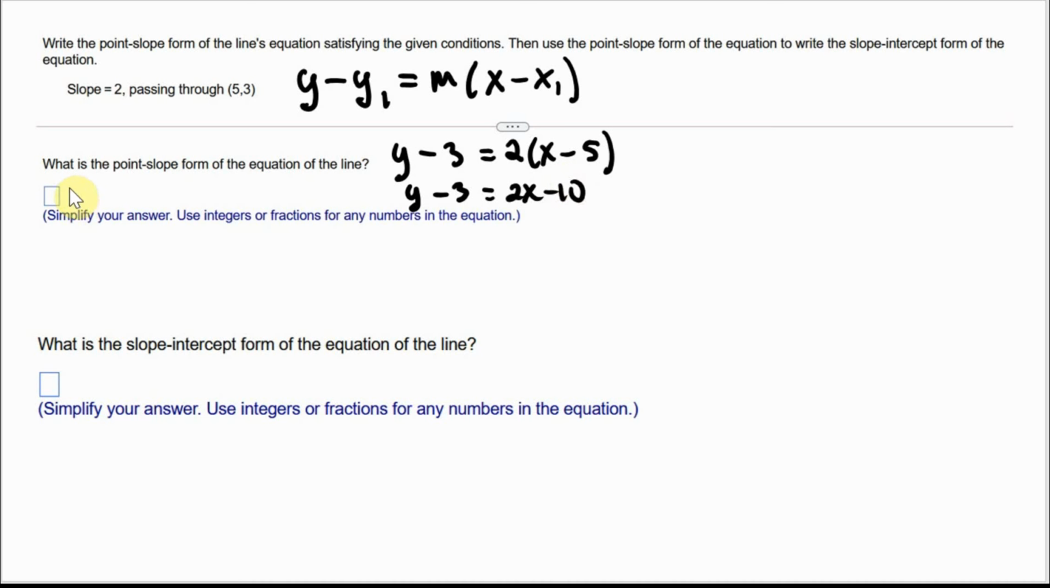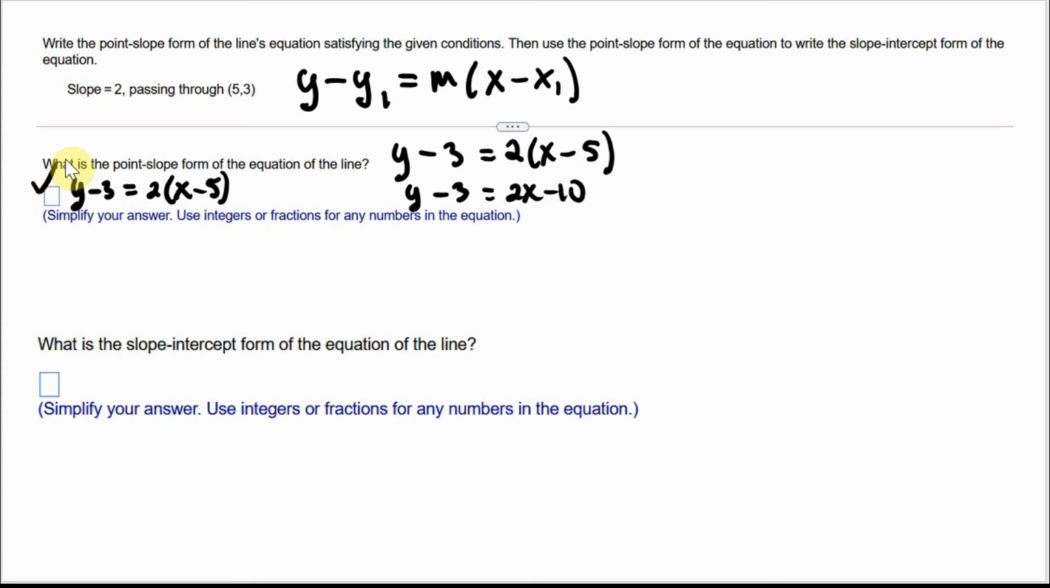Now, for this part in my math lab, all it wants you to do is to just write this: y minus 3 is equal to 2 times parentheses x minus 5. You can leave it just like that. Okay? That's for that piece there.